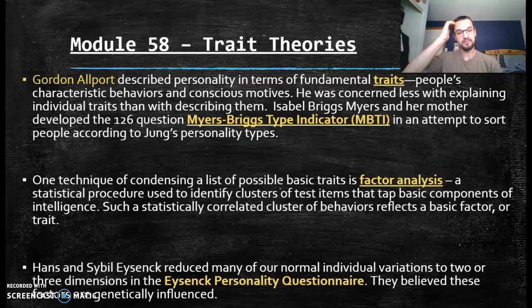Hans and Sybil Eysenck reduced many of our normal individual variations to two or three dimensions in what is called the Eysenck Personality Questionnaire. They believe these factors are genetically influenced, and to a certain extent, yes, you do get some of your personality from your parents. That's just the way it is. Now, what is important about them is they only use two factors. You're going to see that the common personality test nowadays is called the Big Five and uses five factors to identify people.